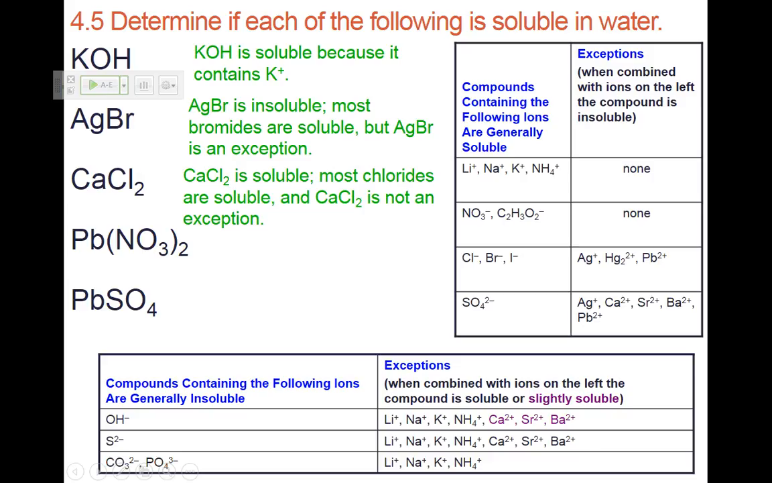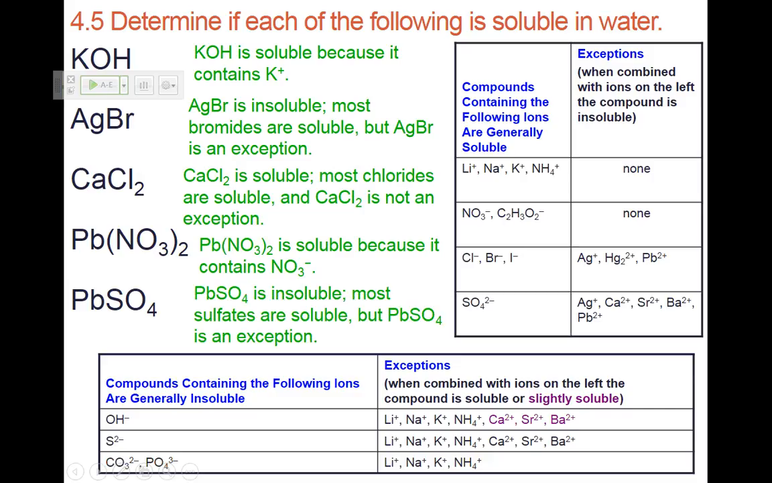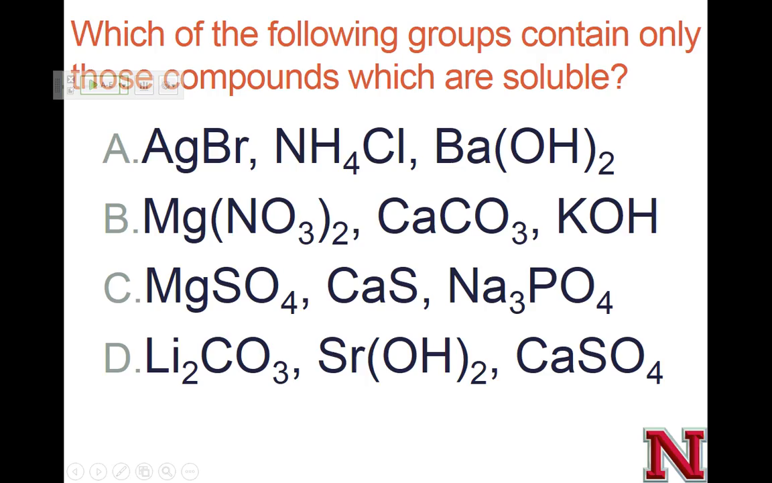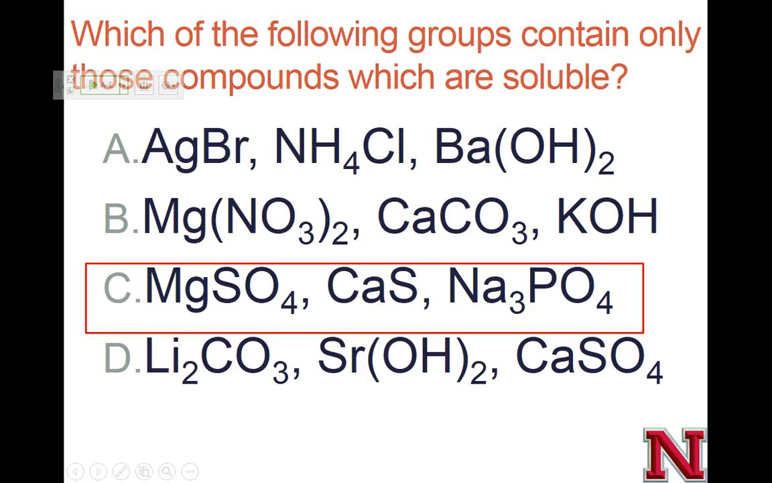Our NO3- and our Pb, our lead. It contains NO3-. We don't have any exceptions with NO3-, so therefore lead is fine. And PbSO4: SO4 2- is generally soluble except when it's attached to lead 2+, so it is insoluble. So you need to know your solubility rules. And usually when I'm going over ones in class, I'll have these there so you can follow them when you're going through your notes. So of course our answer here is C.